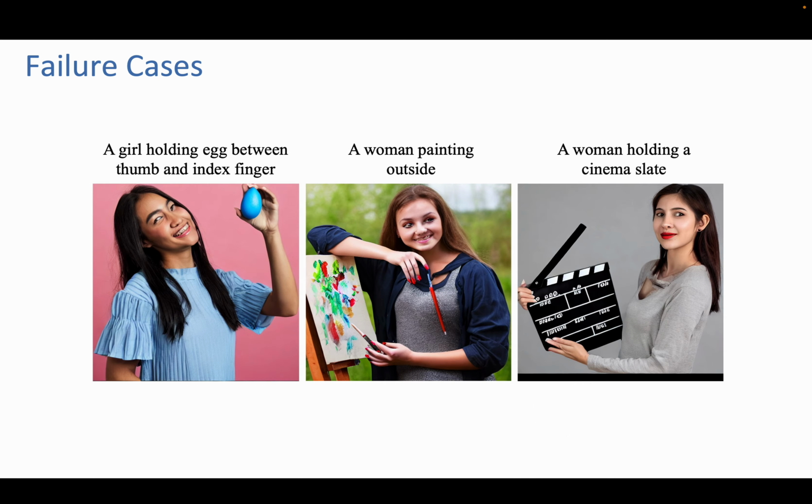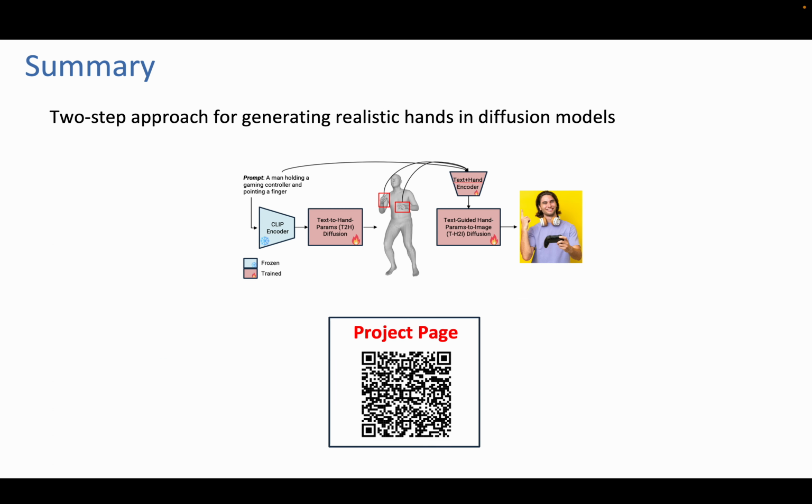Of course, there are failure cases. Failure cases mainly occur when there are complex hand-object interactions. To summarize, we propose a two-step approach to generate realistic hands in diffusion models by injecting geometrical and topological priors.